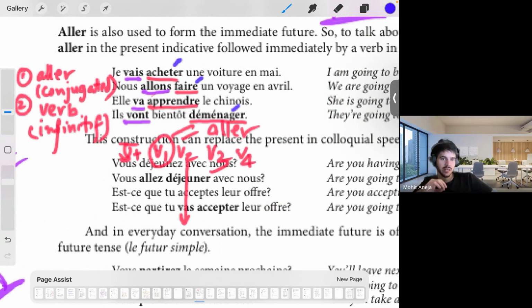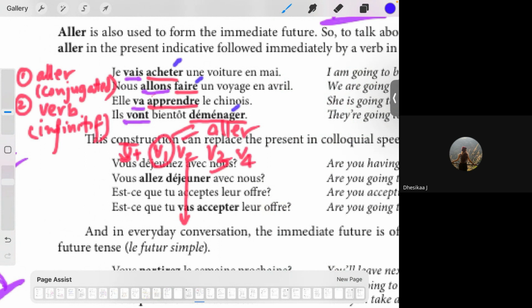Exactly. Is she learning it right now? No, she is going to. Very nice. Ils vont bientôt déménager. Bientôt is an adverb. Ils vont déménager. They are going to something. I don't know the meaning of déménager.